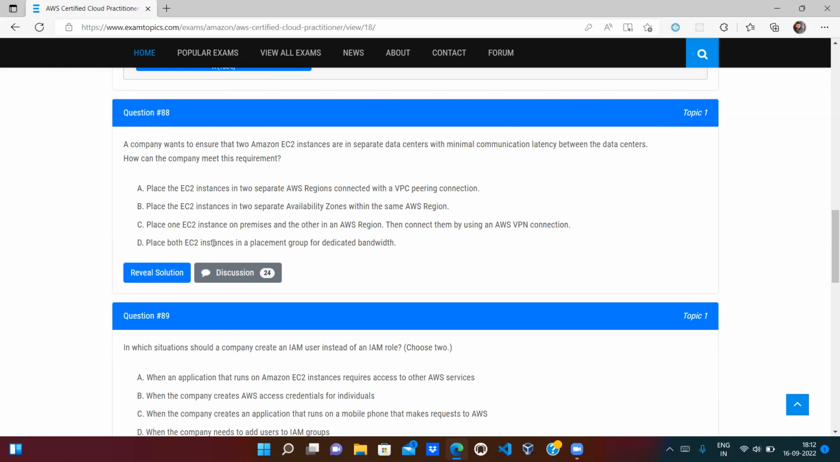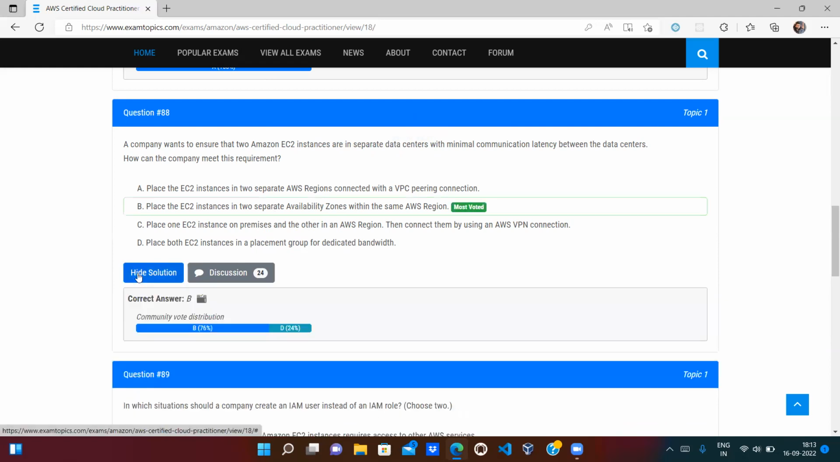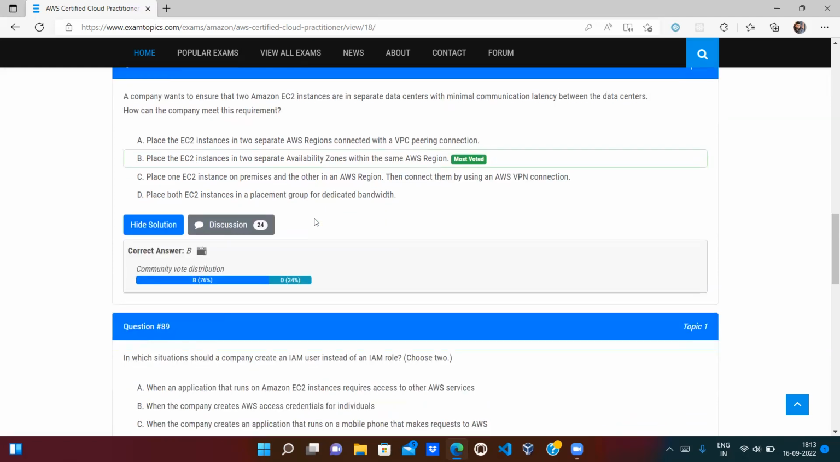Place the EC2 instances in the placement group. In the placement group, you are putting the EC2 instances within the same availability zone, which means both EC2 instances are within the same data center. But the requirement is to put them in separate data centers. So option B looks correct here. Option B looks correct.